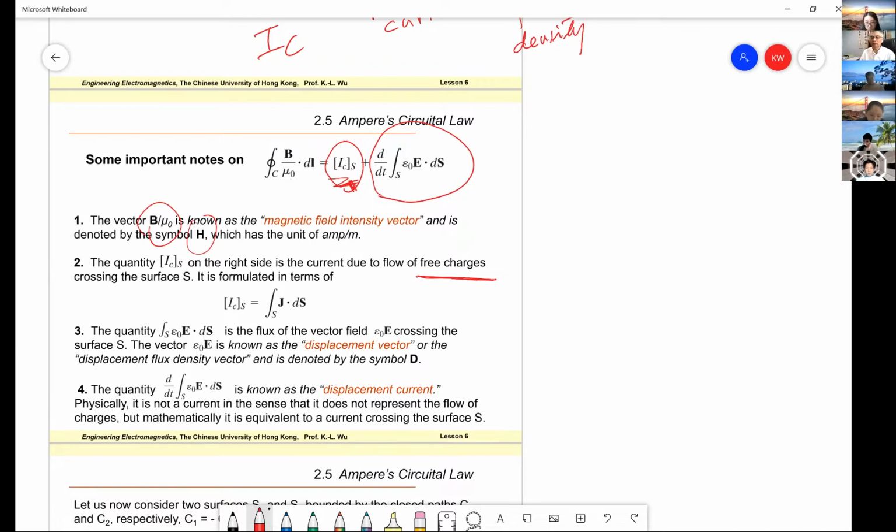Then, from time to time, how do we define this current? If we know the charge, if we know the current density, then we do surface integration. I have a cross section, say of a conductor.